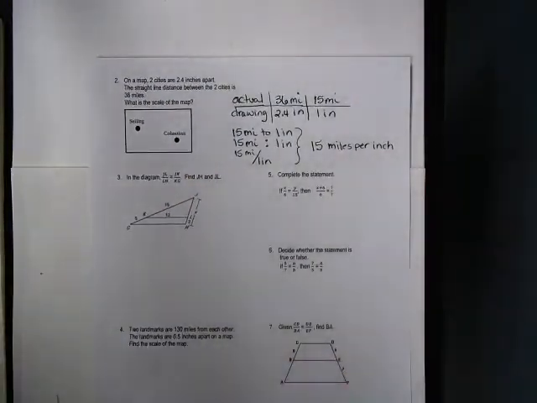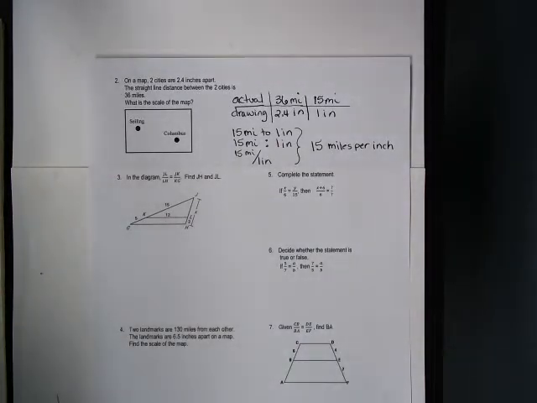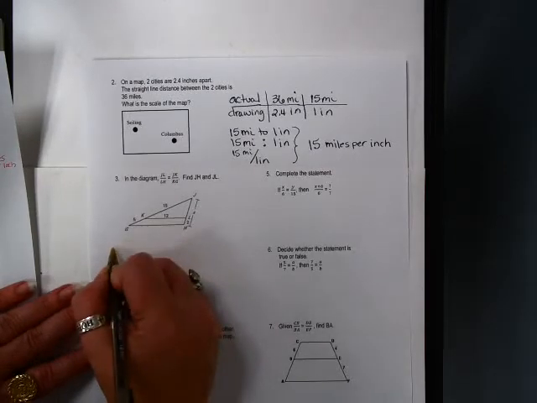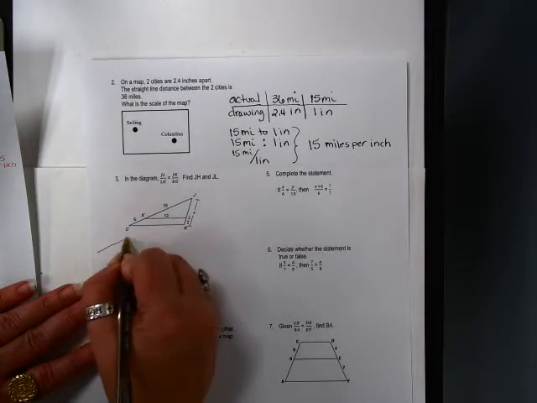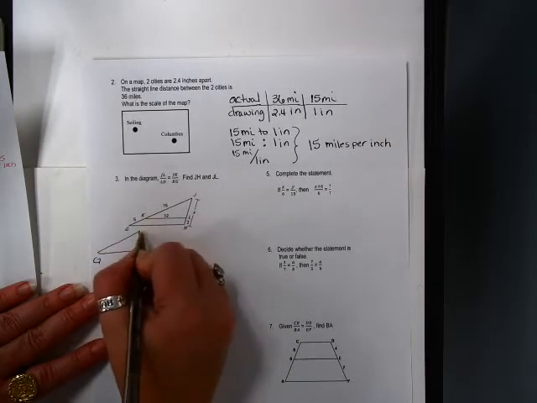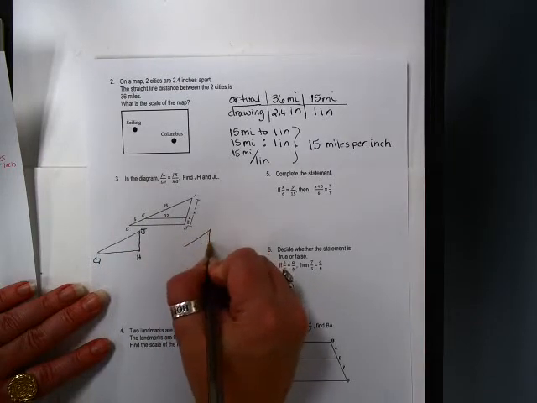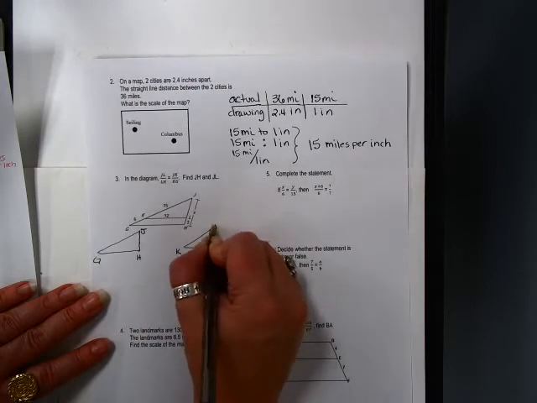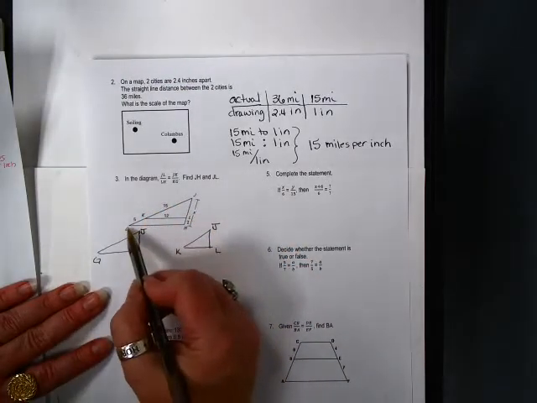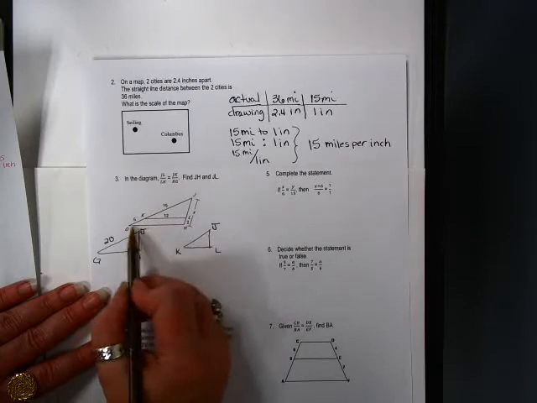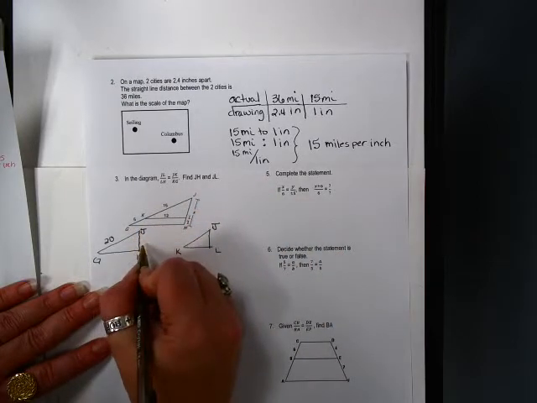Okay, the next one. On the next example, I'm going to go ahead and separate these, and you're going to see that here's the large one. This is going to be G, H, and J, and then here's the small one. This is going to be K, L, and J. And label what you know. I know that this entire side here is going to be 20. I know that this entire side over here is going to be X.